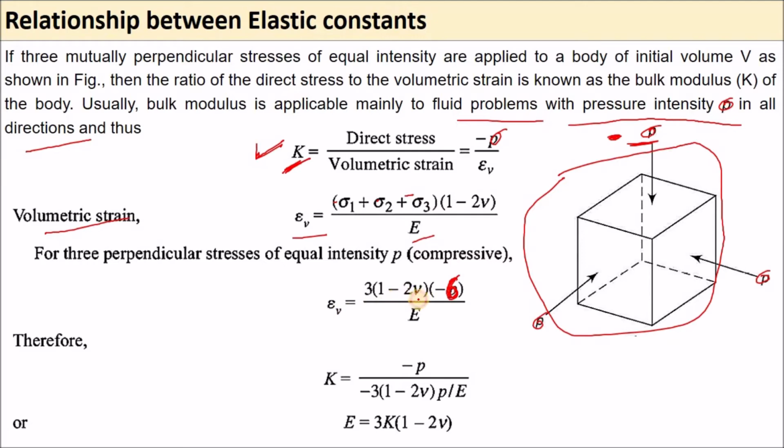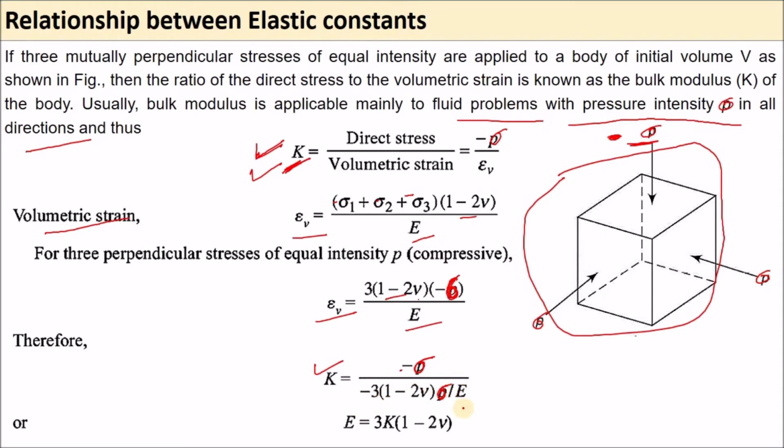So 3 times 1 minus 2 mu. Why 3? Because 3 sigma is there, all three will be minus 3 sigma, 1 minus 2 mu divided by E. That is the volumetric strain, and we put the value in the formula of bulk modulus. So we will get K equals minus sigma divided by minus 3 times 1 minus 2 mu sigma by E.